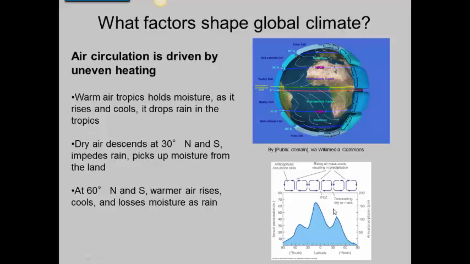So if we take a look at this graph, we see precipitation peaking at 0 degrees latitude, which is the equator, but at 30 north and 30 south, we see relatively low amounts of precipitation. If we look further north, we see once again at about 60 degrees north and south, warm air masses rising. And that explains why we see two peaks in precipitation occurring at 60 degrees north and 60 degrees south latitude.